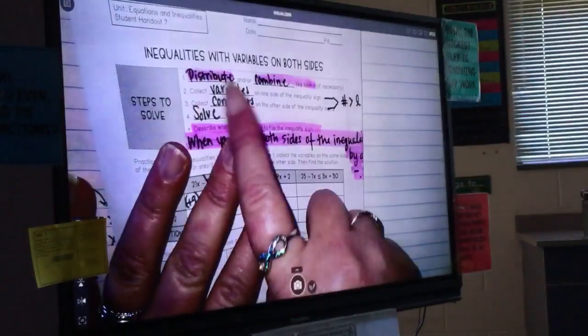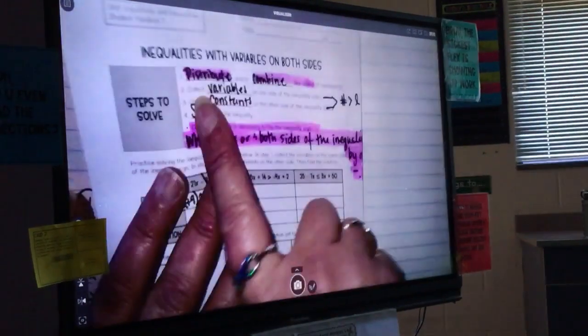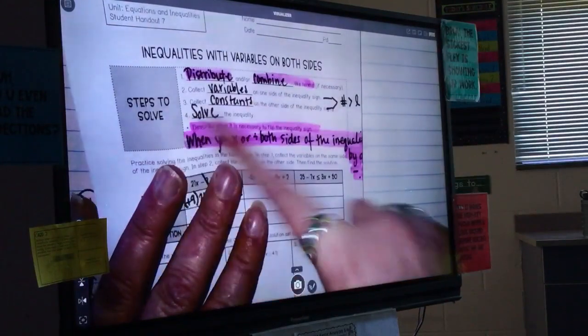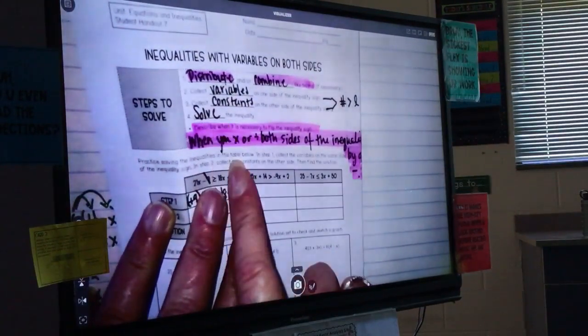Okay, do I have to distribute or combine like terms? Check it off. I'm good. Step number 2, do my variables. Step number 3, do my constants. Step number 4, solve for an inequality. And then always check this last step.